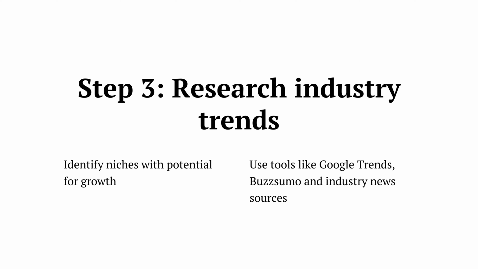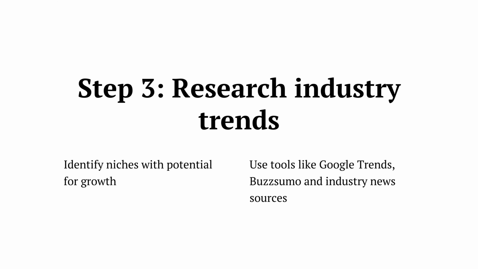The third step is to research industry trends. So the third step is to look for niches that are growing in popularity or have potential for growth. This will help you to ensure that your blog has a long-term future and that there will be a demand for your content. For example, if you're interested in wellness and health, maybe a niche like plant-based living or sustainable living is for you. These are both growing in popularity and have a lot of potential for growth.